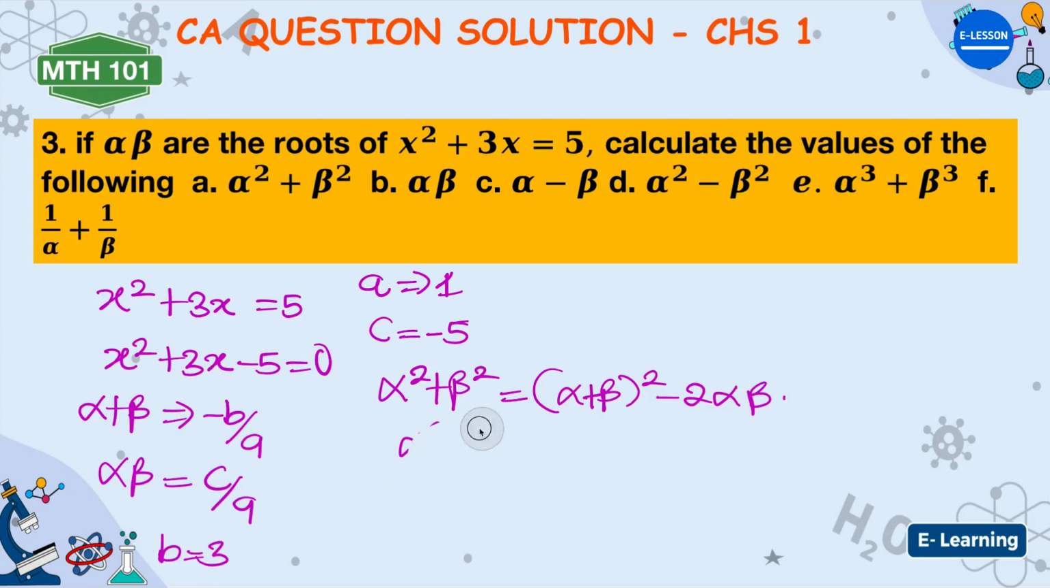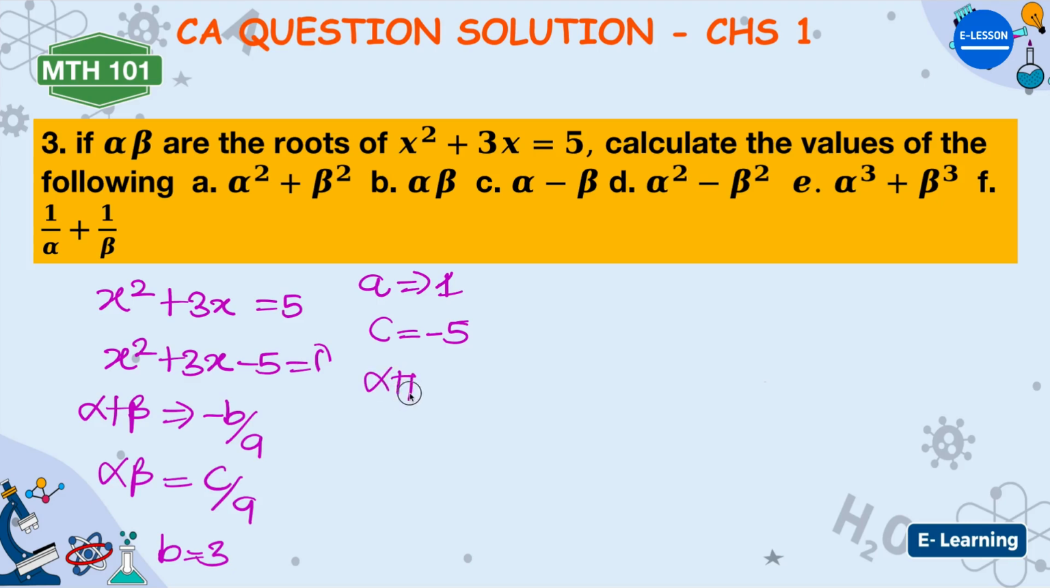Okay, we've not gotten the value of alpha plus beta. First of all, we need to have the value of alpha plus beta. So alpha plus beta is minus b over a. What is our b? 3. So this becomes minus 3 over a, which is what? 1. Minus 3 over 1 will give us minus 3. Then alpha beta is c over a, which is minus 5 over 1, and that will give us minus 5.